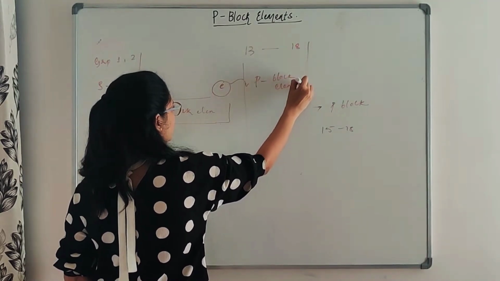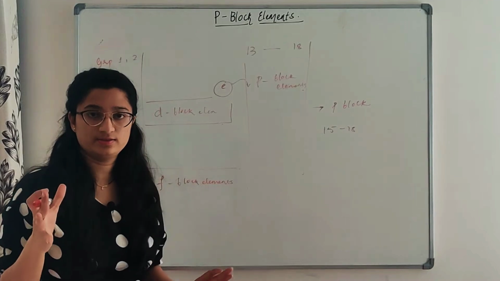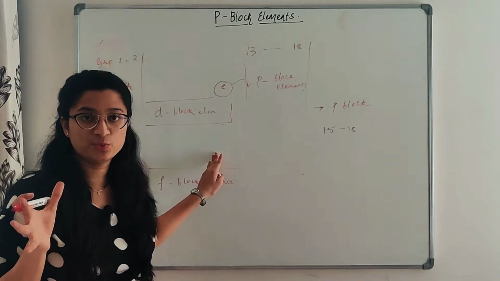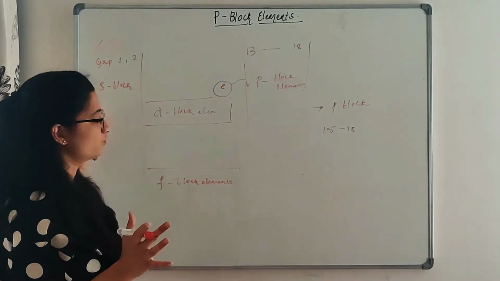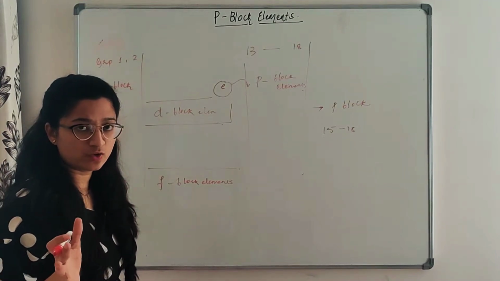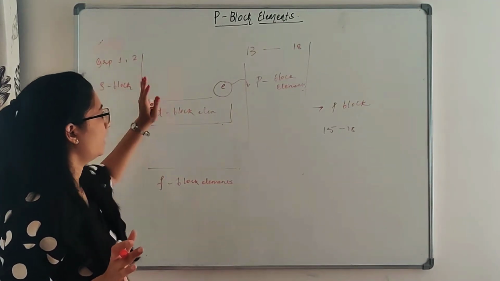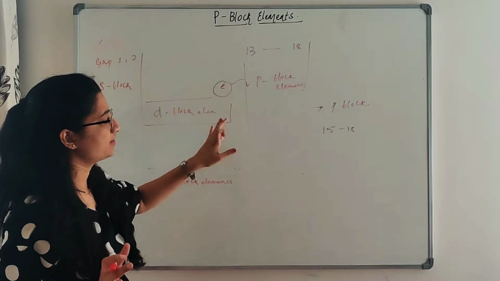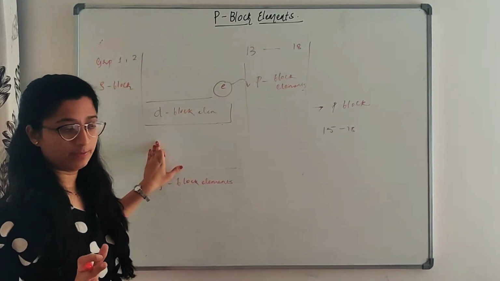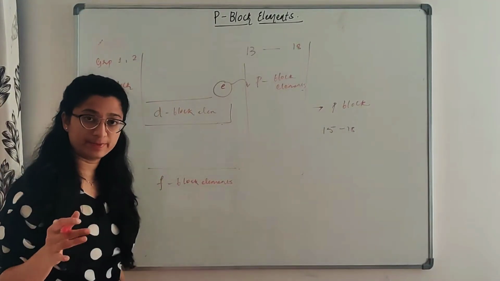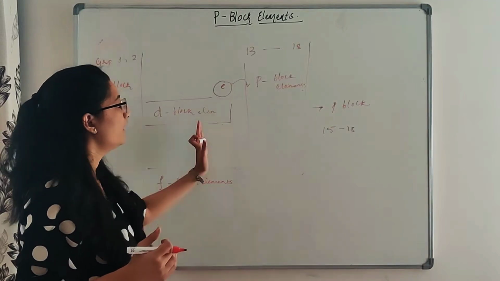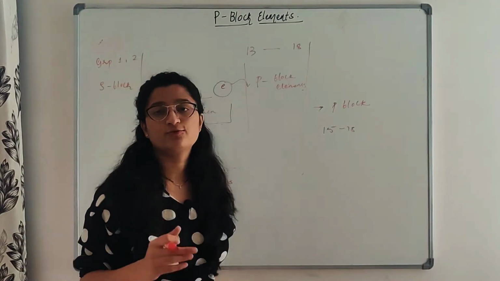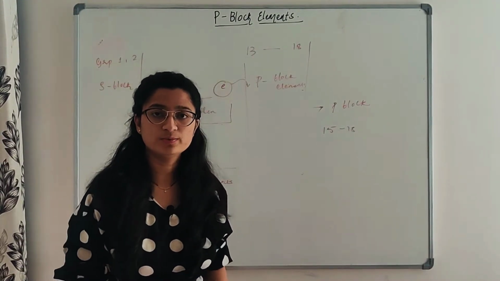So this is where they are situated in the periodic table. The first and second groups are called the S block, and in between the S and the P there is the D block. F block elements are separately placed at the bottom, and the P block is from group 13 to 18 elements.